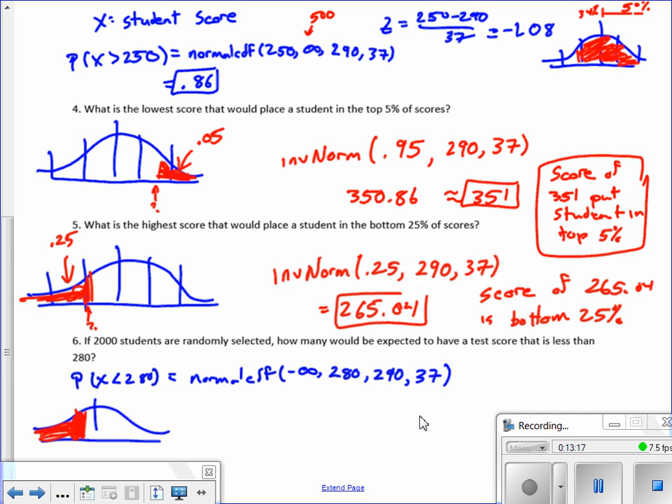So we can figure out what percentage of students we'd expect to have that value, which is 39%. And at that point, I do the 39. So we'd expect 39% out of the 2,000. So we'd expect approximately 780. And if you didn't round before, you might have gotten 786.95 or 787. So either way, just show your work. About 780 students we'd expect to have a score less than 280.